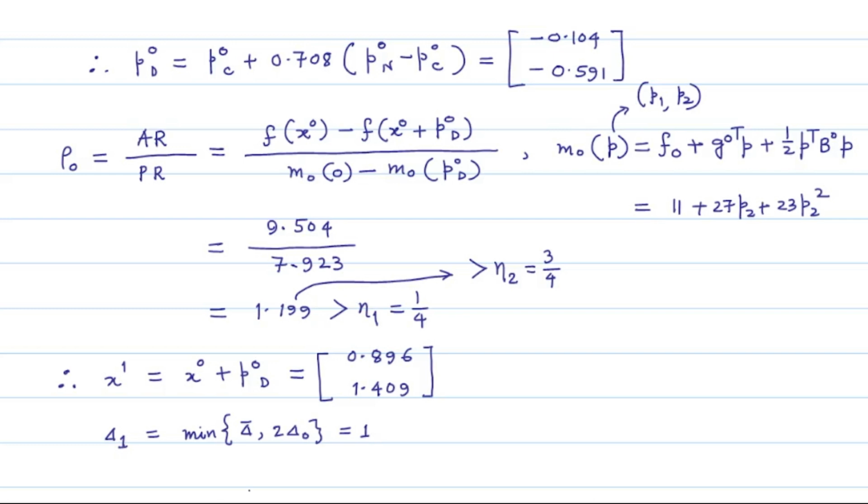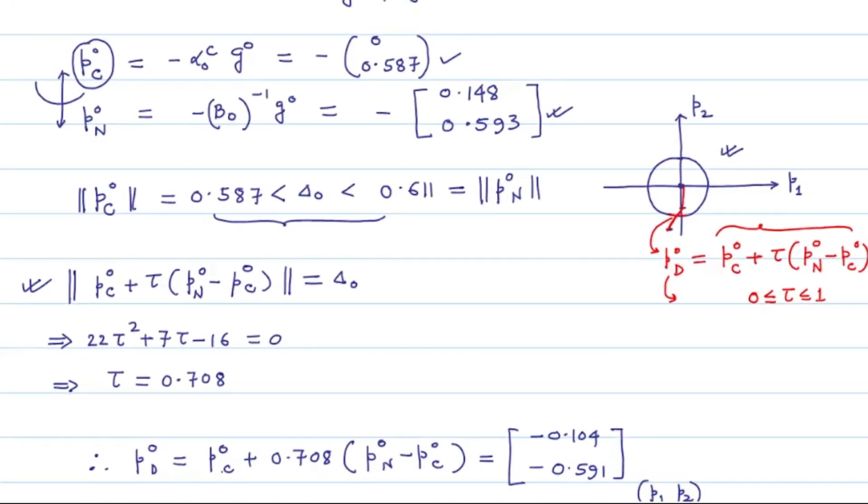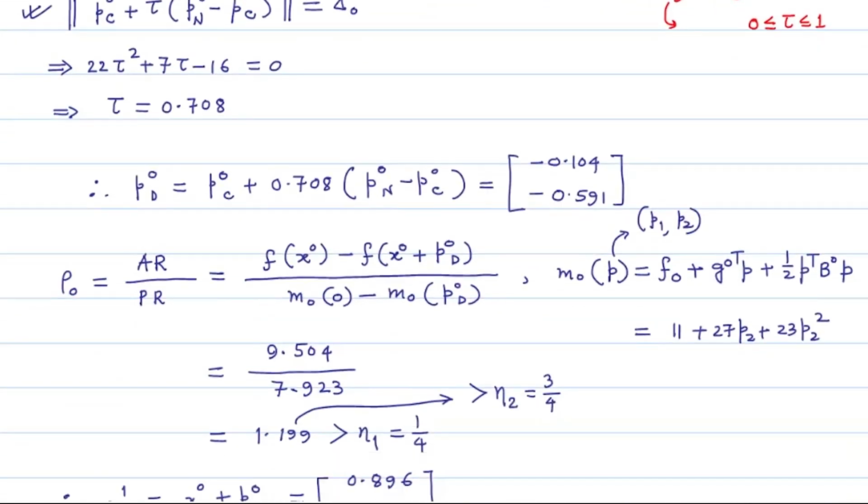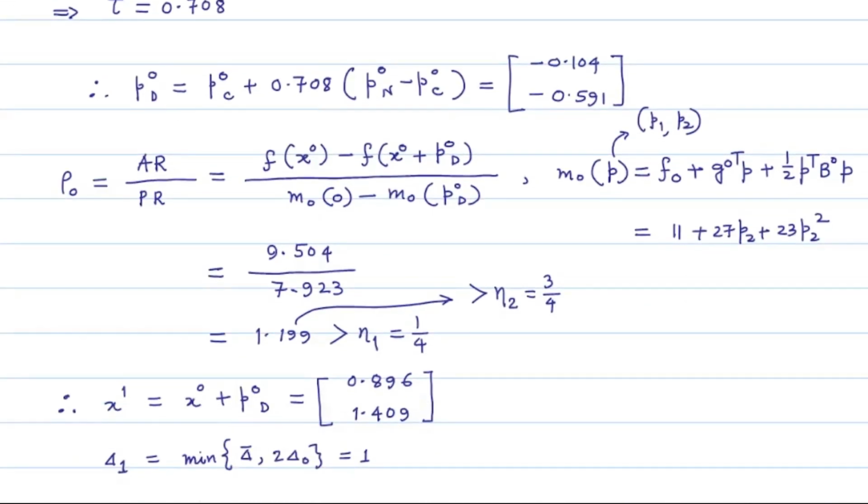After calculating x1 and delta_1, we go for checking the stationarity of x1. If stationary, then we stop, and if not, then we again proceed to calculate all the steps that we have calculated here to find the next iterate x2, and so on.